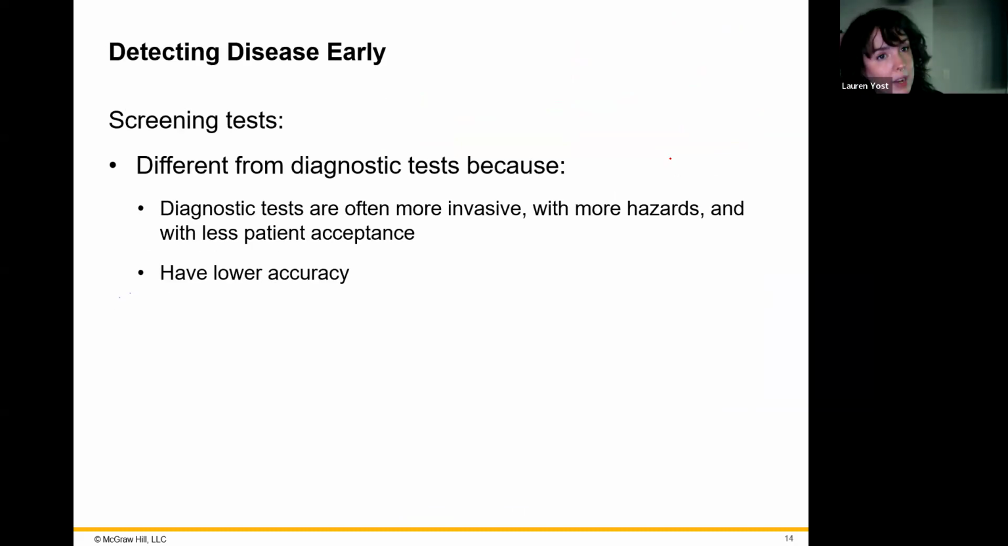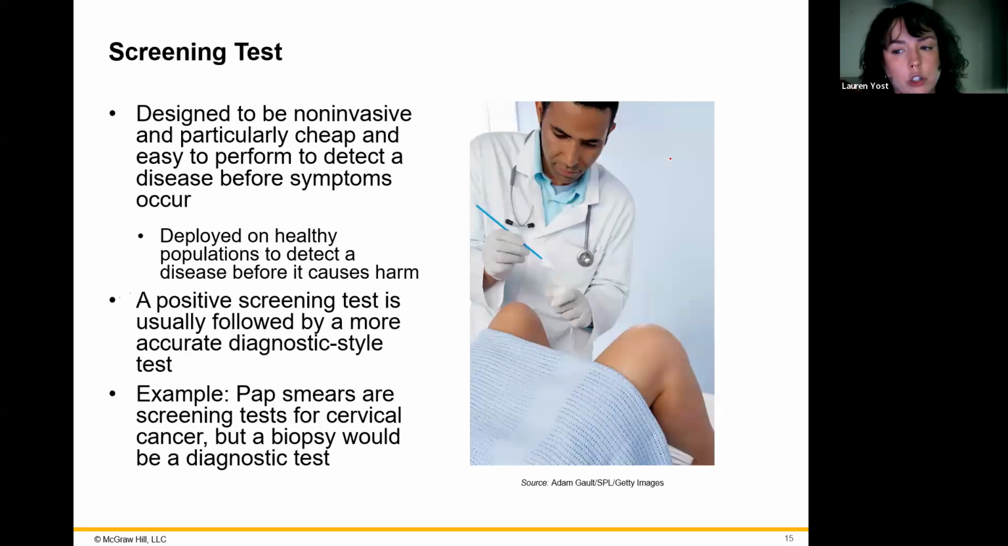Next, we have screening tests. These are different from diagnostic tests, because we want to be quick, easy, quick and dirty. We want to be able to get through it as quick as possible. So screening tests are usually less invasive, with fewer hazards involved. Patients are usually more willing to go through them, but they have lower accuracy than the diagnostic tests. Diagnostic tests are usually what you do after you have a positive on your screening test.